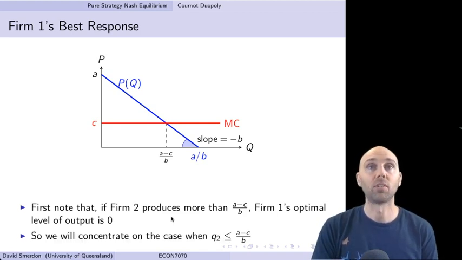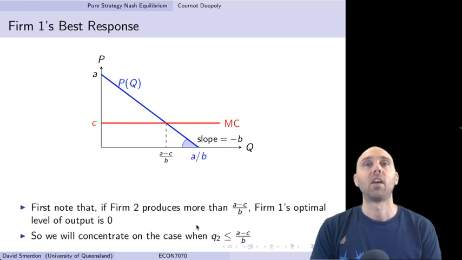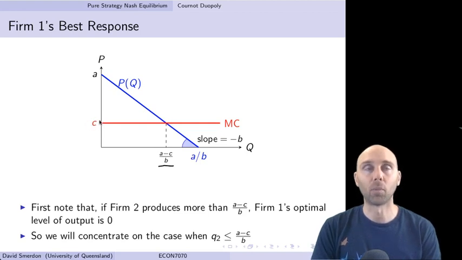That means we need to concentrate on the case where firm 2 is producing no more than this (A minus c) over B. And this point is quite straightforward to work out, by the way. We've got the equation for this blue line. We're just looking for the quantity that corresponds to when the y variable, or the price variable, is equal to c.